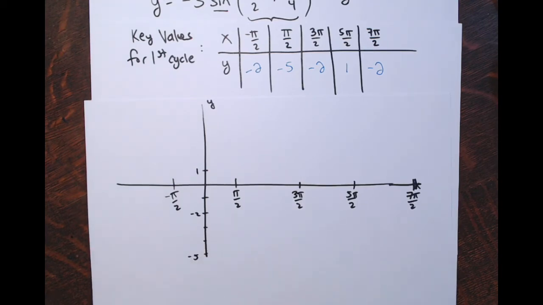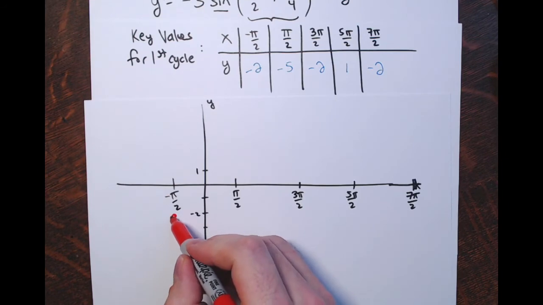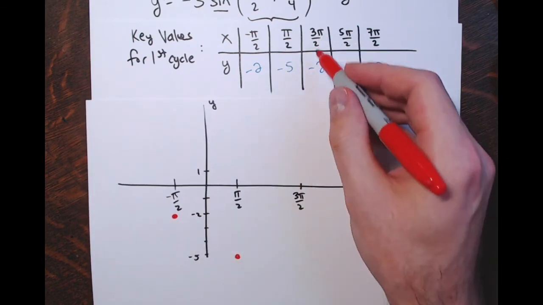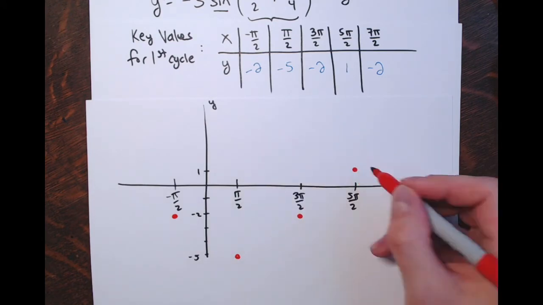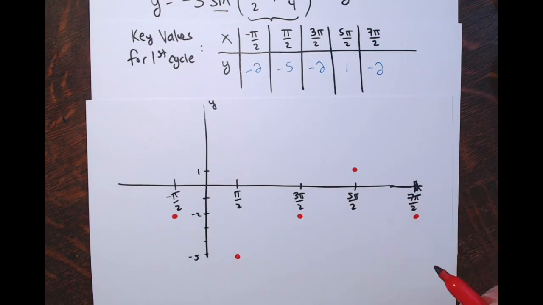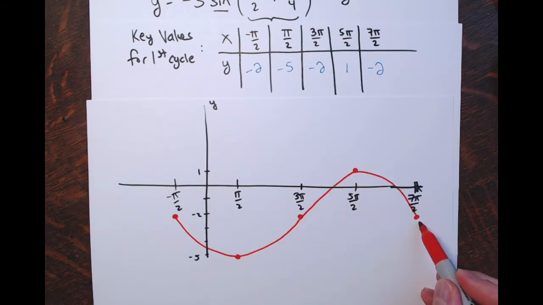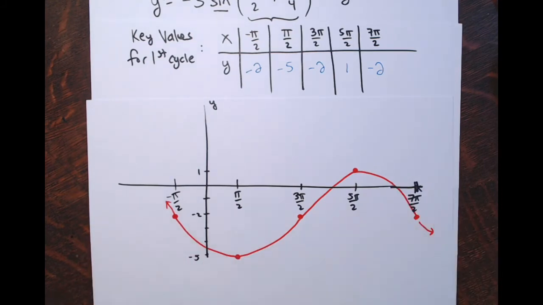And then we plot points and graph this thing, remembering that it's a sine function. It should be a wave shape. Negative pi over 2, negative 2. Pi over 2, negative 5. 3 pi over 2, negative 2. 5 pi over 2, 1. And 7 pi over 2, negative 2 again. And then you see the wave, right? Cup opening up, cup opening down. And that would continue on, right? This shape would be repeated over and over and over again for every 4 pi.